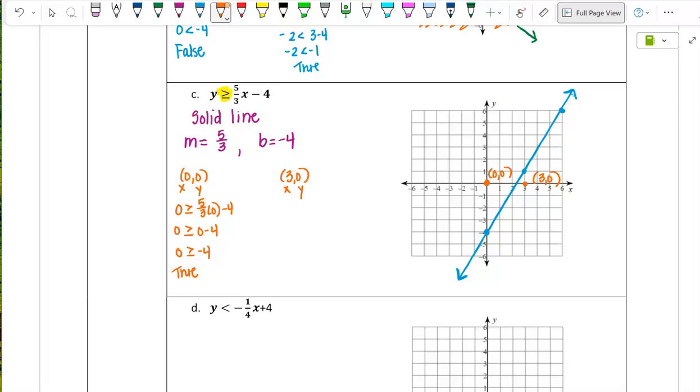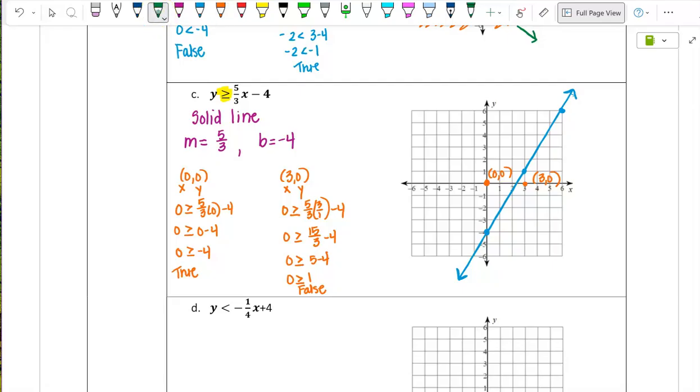So we are expecting a false statement over here where we say 0 is greater than or equal to 5/3 times 3/1 minus 4. So 0 is greater than or equal to 15/3 minus 4. 0 is greater than or equal to 5 minus 4. 0 is greater than or equal to 1. And we know that that is false. 0 is not greater than or equal to 1.